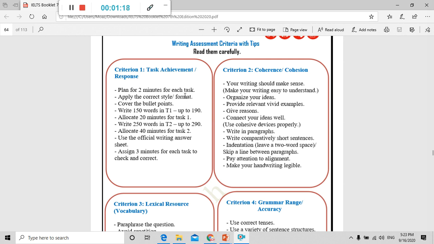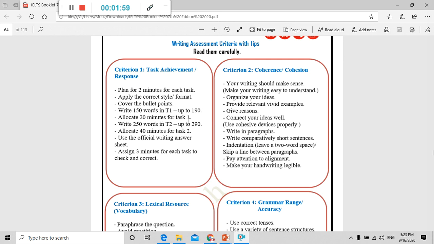As you know, we need to follow the famous format, especially in task 2, which is talking about introduction and 2 body paragraphs and conclusion. We need to cover the bullet points. This related to IELTS task 1 in general training, where we have 3 bullet points in the letter and we need to cover them. Write 150 words in task 1 up to 190, not more than 190 words.